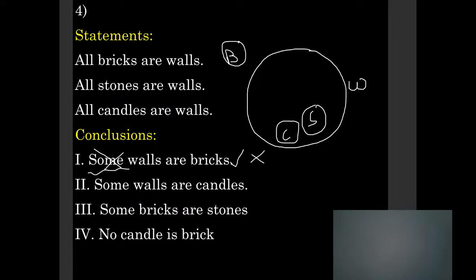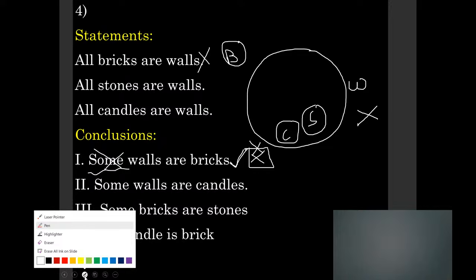But I should first check whether this diagram is correct or not. All bricks are walls. Here the first statement is becoming wrong, because all bricks are walls is wrong in this diagram. So as the first statement is wrong, the diagram is wrong. When we are trying to prove it false and the diagram becomes wrong, we cannot prove it false. So when we cannot prove it false, you should take it as true only. So the first one is true only.